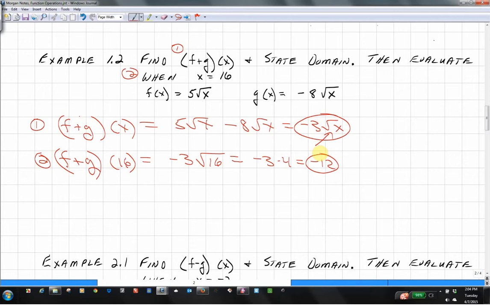And now then I have to figure out, by looking at when I combined them right here, let's see what value of x could I not use, and I can't have x be negative, so my domain is going to be all the values where x isn't negative, so that would be domain is x greater than or equal to 0.